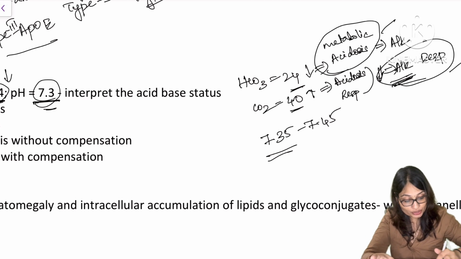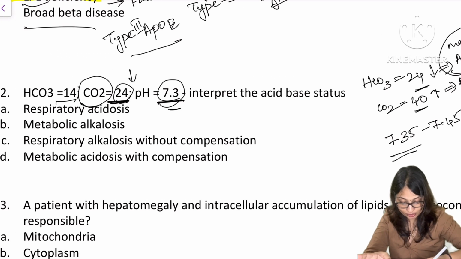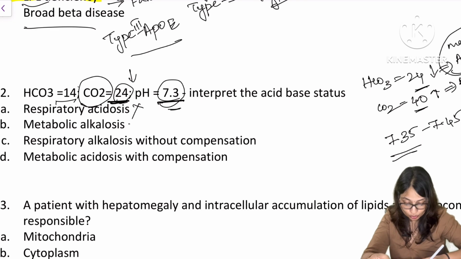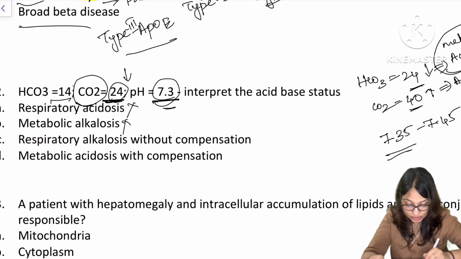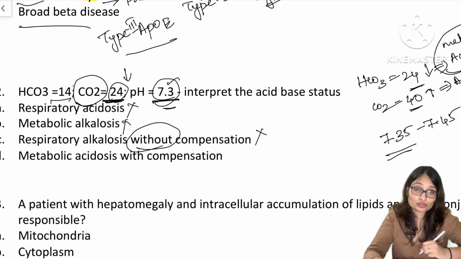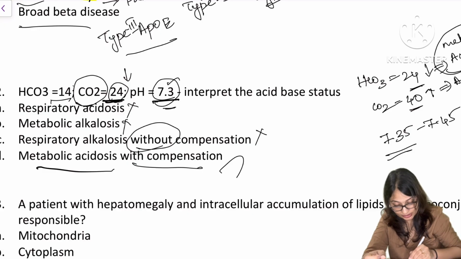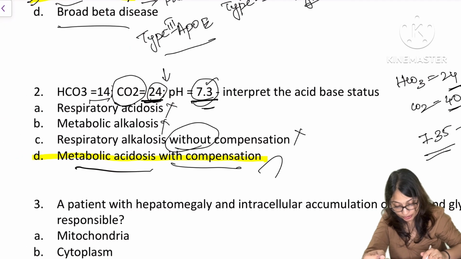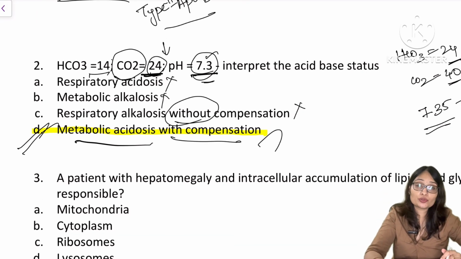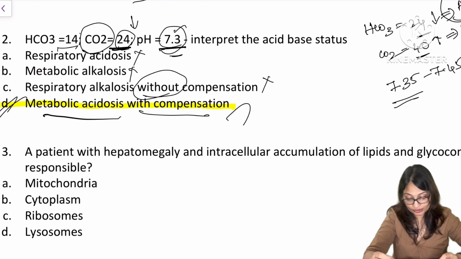The two relevant options are respiratory alkalosis and metabolic acidosis. Here it is respiratory acidosis, so it's not the case. Metabolic alkalosis, no, because bicarbonate level is decreased, so it is not alkalosis. Respiratory alkalosis without compensation cannot be the choice because the pH is normal. Metabolic acidosis with compensation could be the reason, because bicarbonate level has gone down and the pH level is also normal. So the answer would be metabolic acidosis with compensation. Now let's move on to the next question.